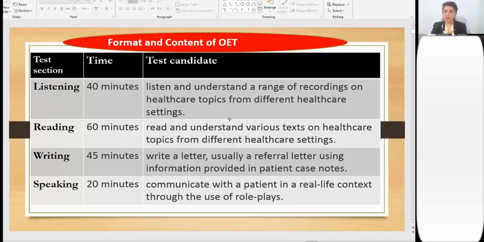For writing, how many minutes do you have? Ichlal, how many minutes do you have for the writing test?